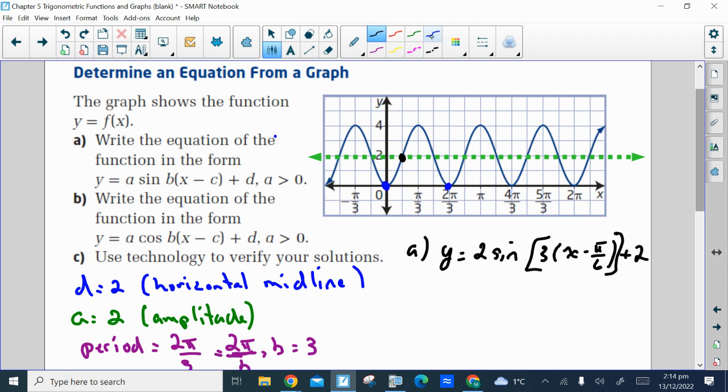Part B says, what if it is a cosine function where A is positive? The only thing that'll change if it's a cosine function is the phase shift. The amplitude is the same, the period is the same, your vertical displacement is the same. The only thing that changes will be the phase shift. And you have to remember that cosine starts at the maximum.